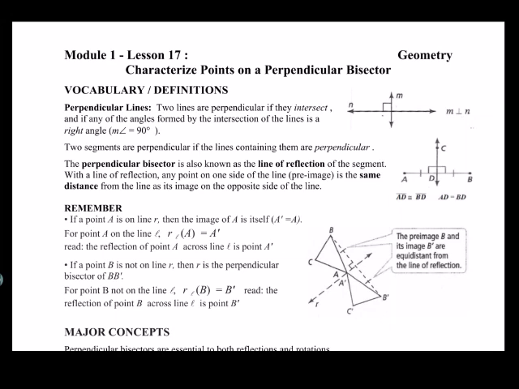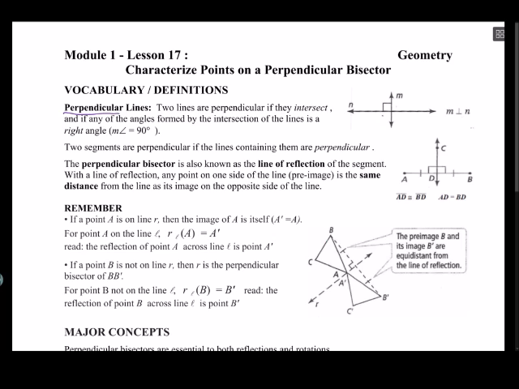Module 1, Lesson 17, Characterize points on a perpendicular bisector. Not a lot of new information in this lesson. We are going to focus on the importance of perpendicular bisectors in our rigid motions, rotations, and reflections. Little bit of vocabulary that we pretty much already know.